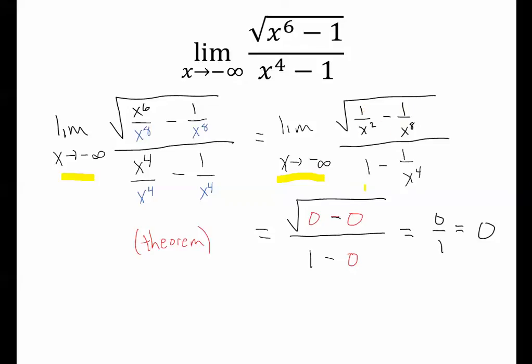In the denominator, 1 doesn't care what x does. It doesn't involve x at all, so it stays as a 1, minus 0. When I simplify 0 minus 0 and get 0, the square root of 0 is 0. 1 minus 0 is 1. And 0 divided by 1 is equal to 0. Limits at infinity. Keep in mind the different powers on x inside and outside of a radical.